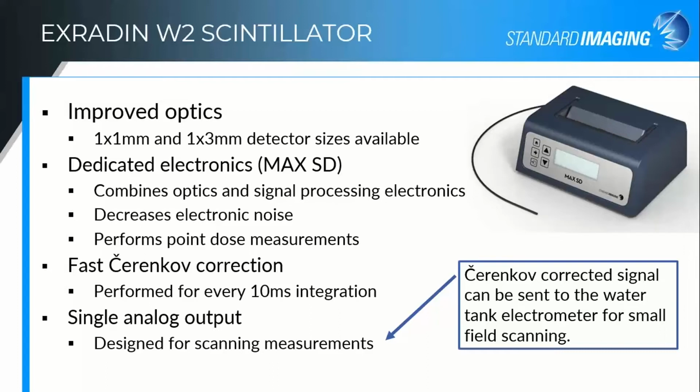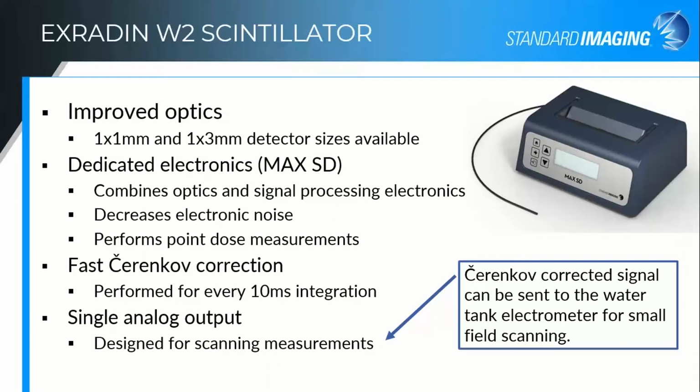So having that link, as well as having an option that gives you a higher signal, potentially for faster scanning or better signal to noise ratio for fields that a 3 millimeter integration is fine for. That's why those are both available. It does have a dedicated optics and electronics unit called the Max SD. That also helped us decrease the electronic noise of the system, which improves the signal to noise ratio.